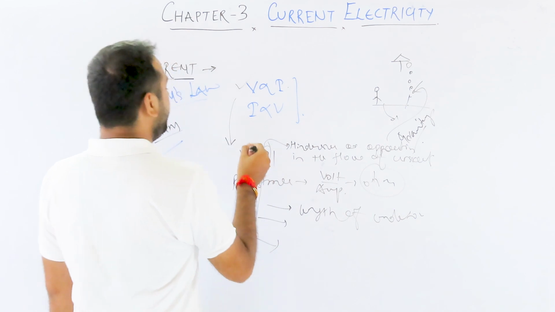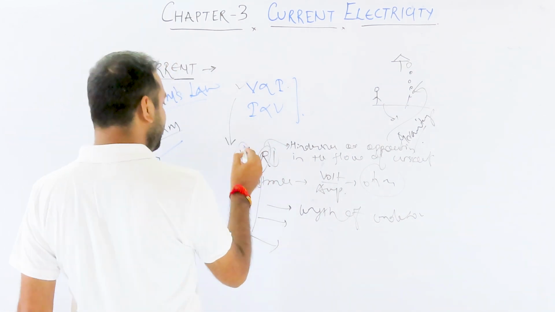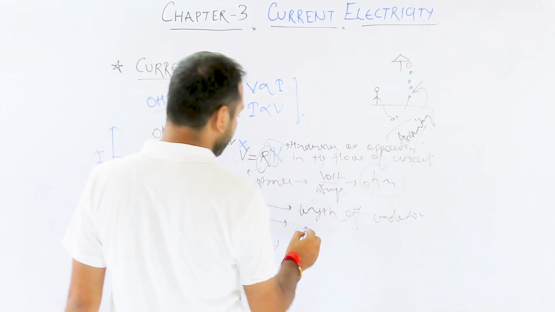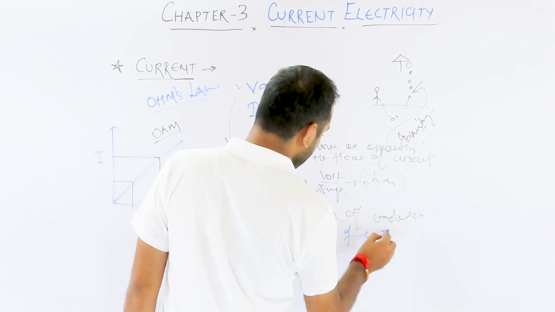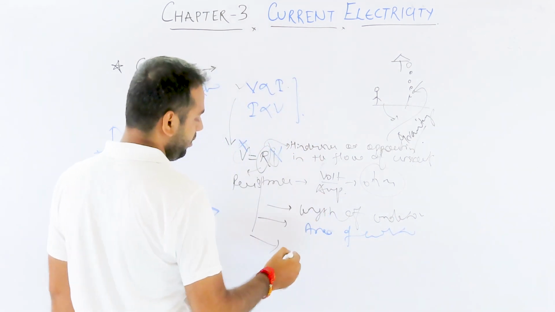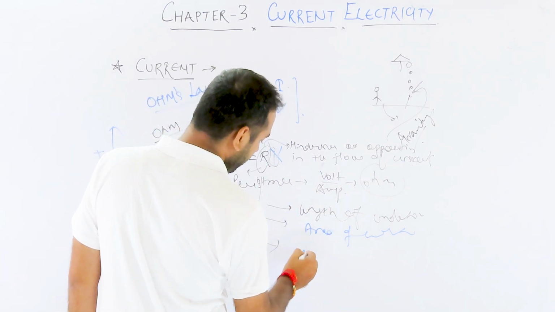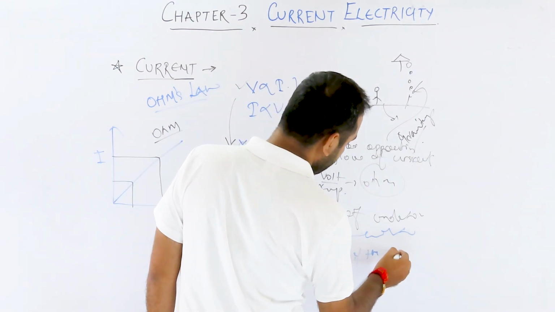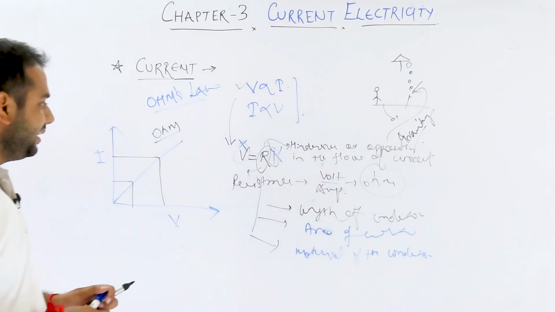it is independent of voltage and current. Remember guys, this is very important. Resistance is independent of voltage, independent of current, it depends upon the length of the conductor, area of the conductor, and material of the conductor. Okay, so this is it guys.